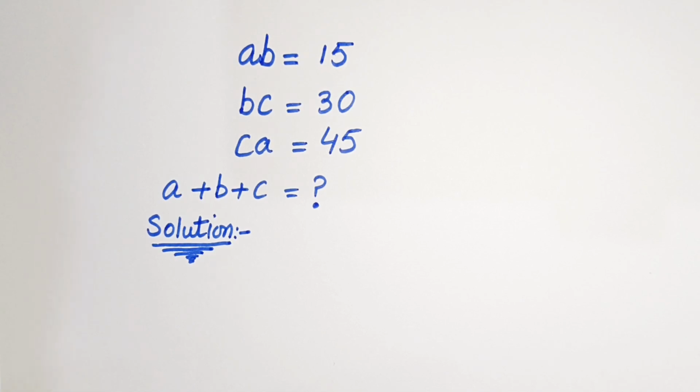Today we have a nice Olympiad question: a times b is equal to 15, b times c is equal to 30, and c times a is equal to 45. Here we have to find the value of a plus b plus c.